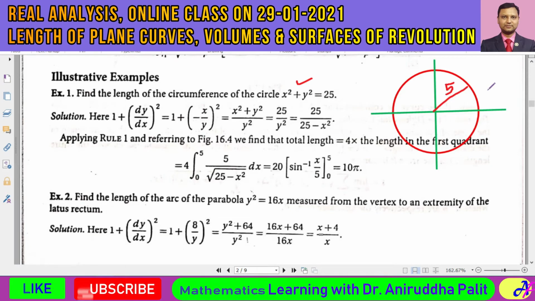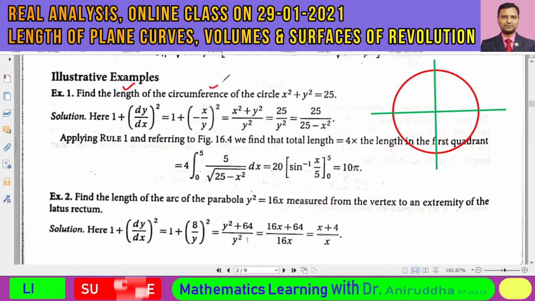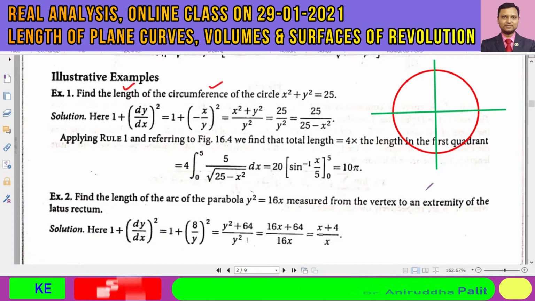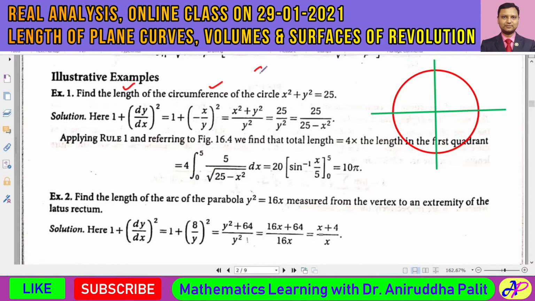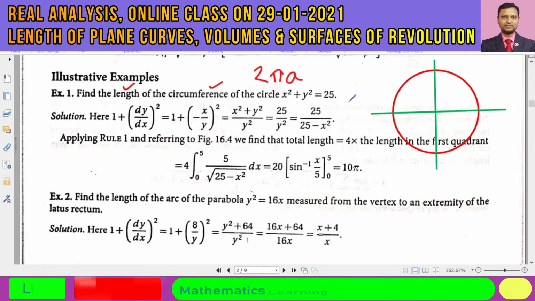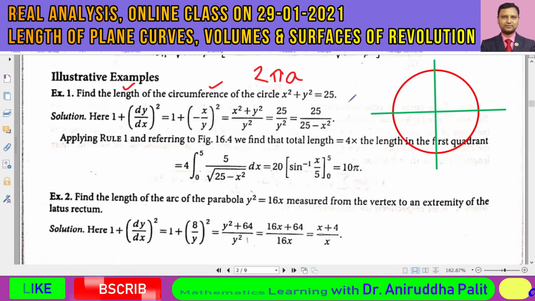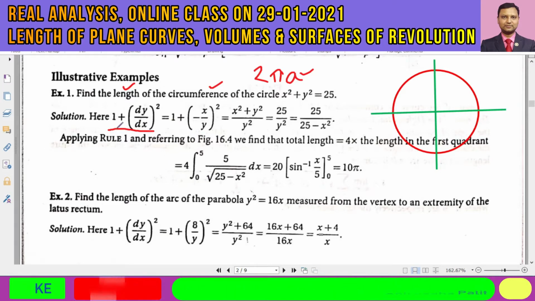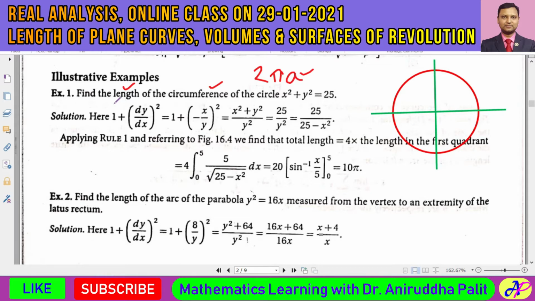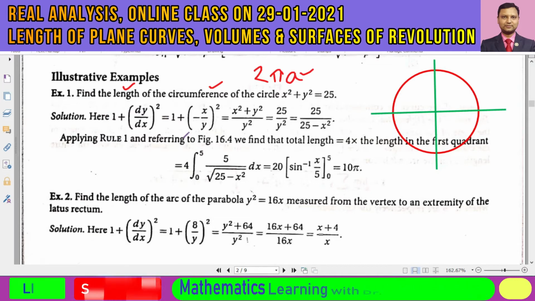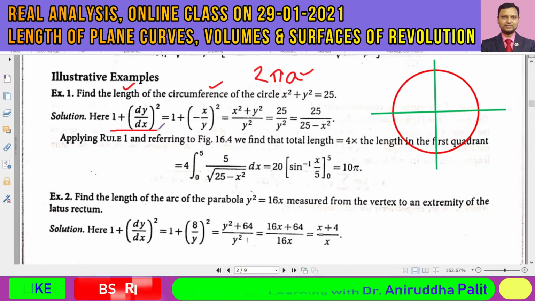Okay. So over here we can find out the length of the circumference. We know that the formula for the length of the circumference of the circle is equal to twice pi a. But over here we don't need to directly apply this formula. Rather, we need to find out the same result through the integral formula, integral from a to b, square root of 1 plus (dy/dx) whole square dx.